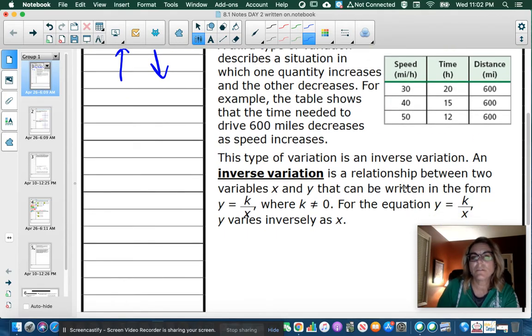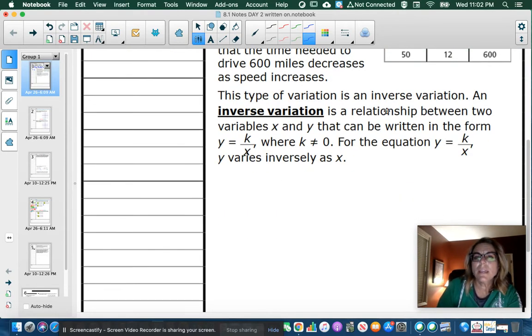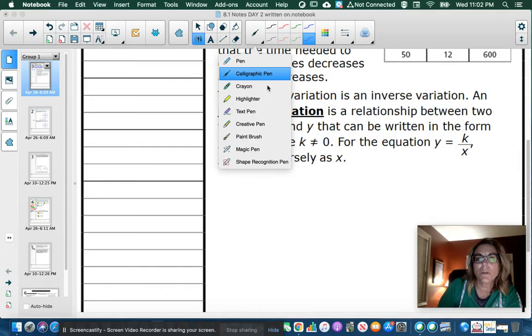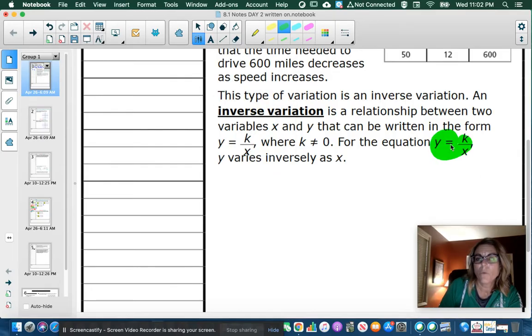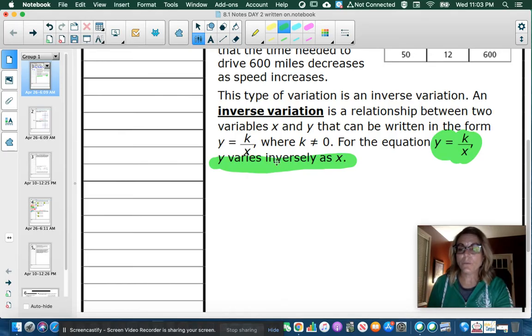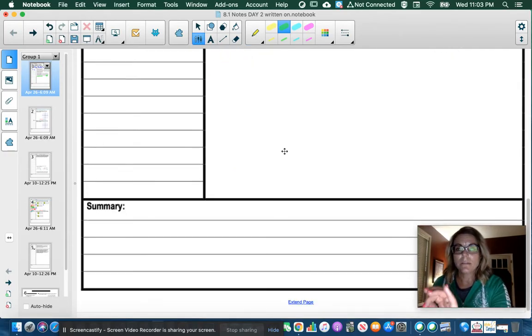inverse variation. It can be written in the form y equals k divided by x. Y varies inversely. That's the key, inversely. Directly was y equals k times x. Now it's y equals k divided by x.